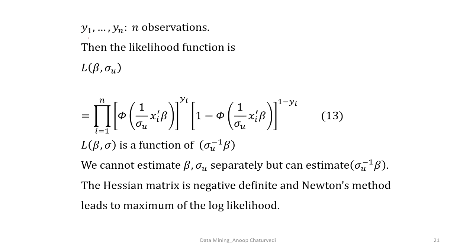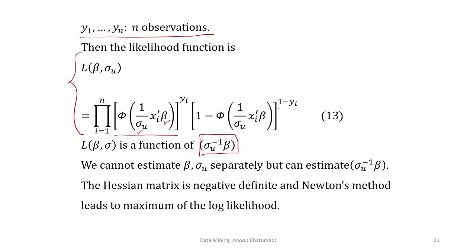Again, for estimating the parameters, suppose y1, y2, ..., yn are n observations, then you can write the likelihood function of the probit model in this form. Say L of beta, sigma u is equal to the product, i equal to 1 to n, of capital phi of 1 upon sigma u xi transpose beta to the power yi, into 1 minus capital phi of 1 upon sigma u xi transpose beta to the power 1 minus yi. And in fact, this likelihood function is a function of sigma u inverse beta. So, on the basis of this likelihood function, you cannot estimate sigma u and beta separately.